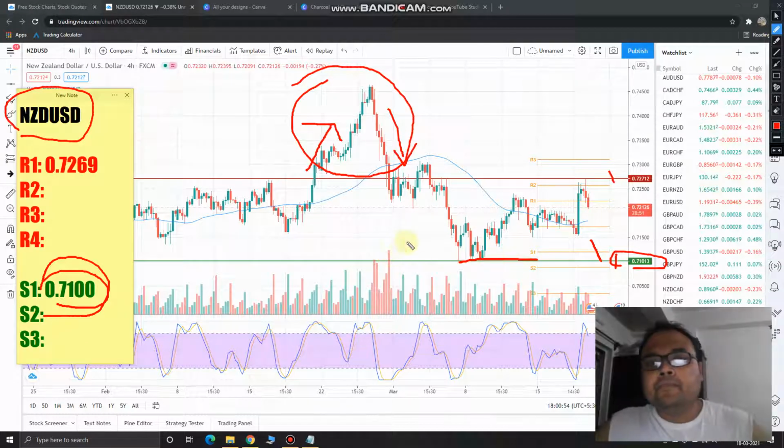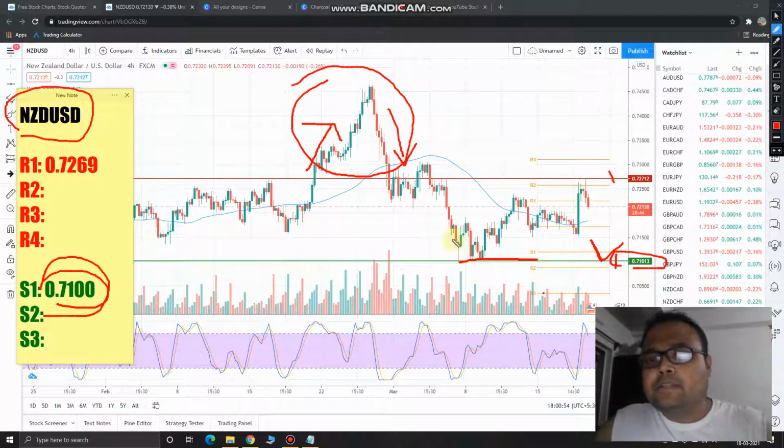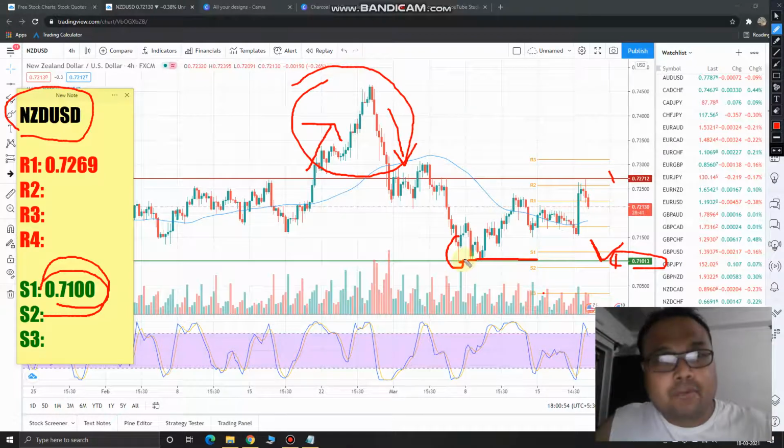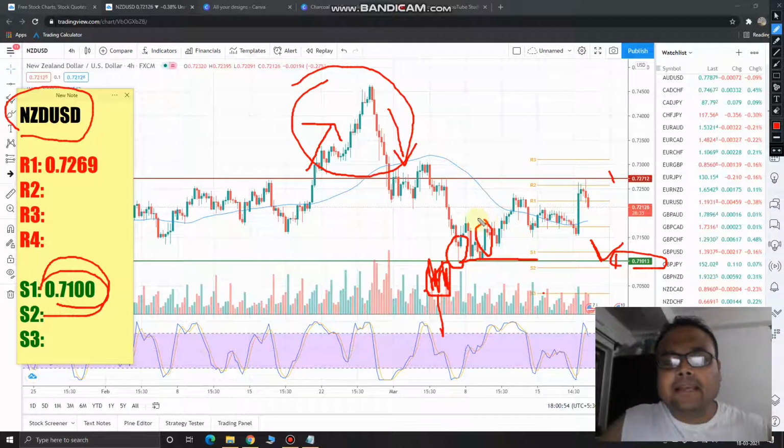If market bounces off, then just observe carefully. You'll be seeing price rejection from below in the form of a hammer, hammer price rejection from below, or a big green candle like this. Then you can easily go for a buy here.